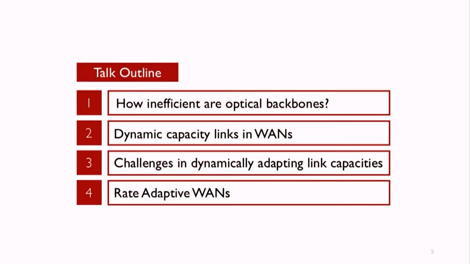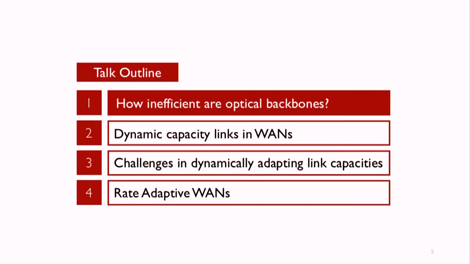With this, I want to quickly give you the overview of what this talk is going to be about. First, I'm going to quantify for you how inefficient these backbones are. I'm then going to tell you what our proposal for fixing these inefficiencies is, what challenges we face in implementing these proposals in production wide area networks, and I'm going to end with a description and evaluation of our system and our proposal, which is rate adaptive wide area networks.